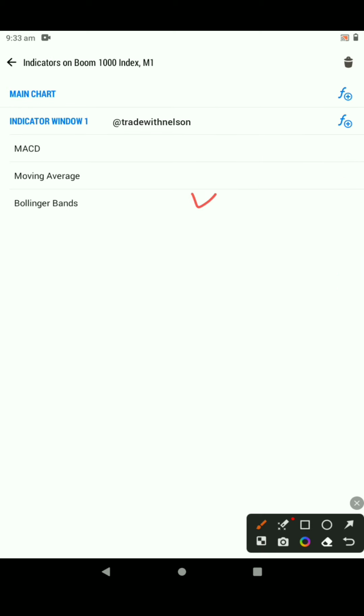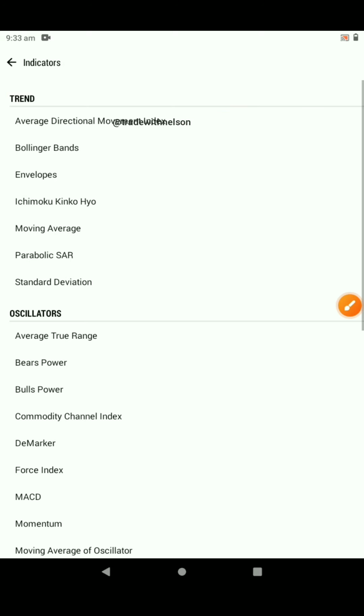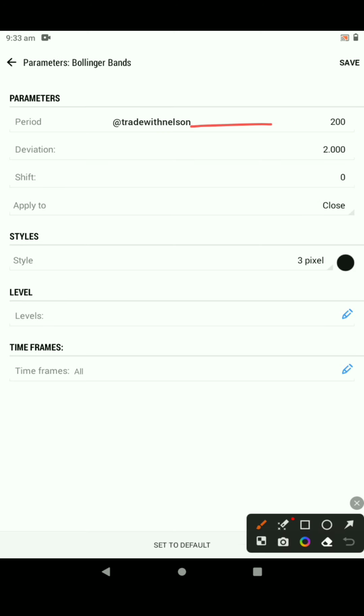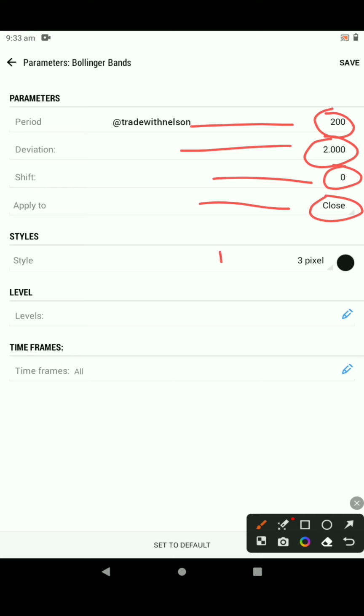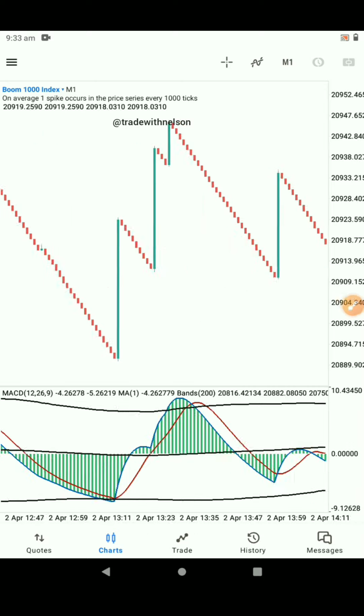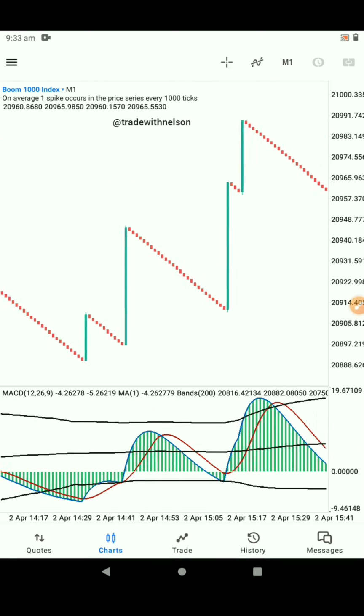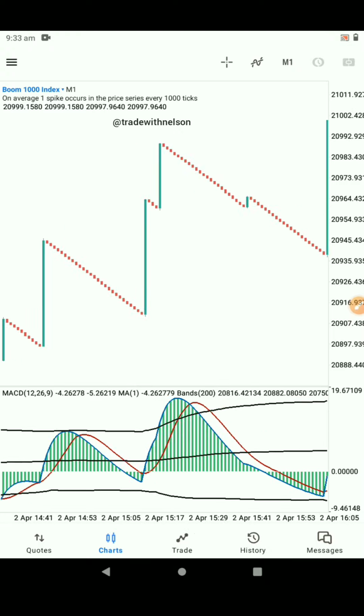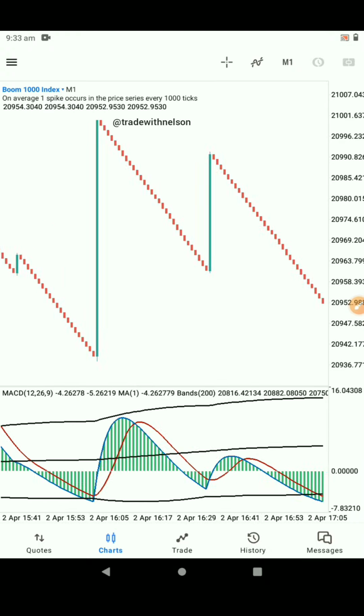And for the last indicator, click on the F icon on indicators Windows 1. Bollinger Bands, click on that. Make your period to be 200, deviation to be 2, shift to be 0, apply to close, size 3 pixels and select color of your choice. After that, click on save. If you follow my settings correctly, your chart should look exactly as what you see over here. You can also screenshot the indicator settings so that you can set up your chart later.